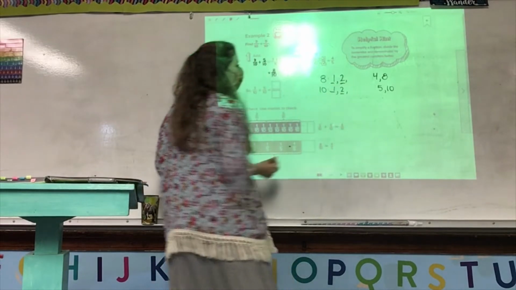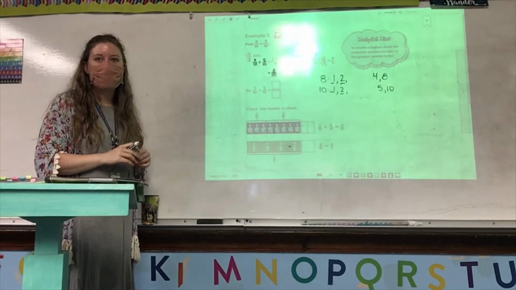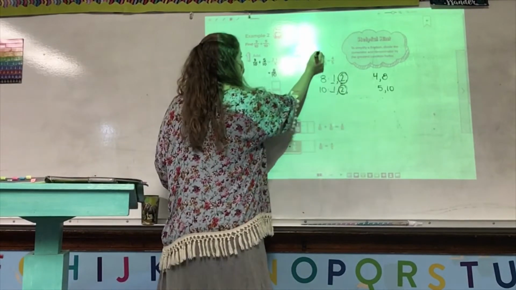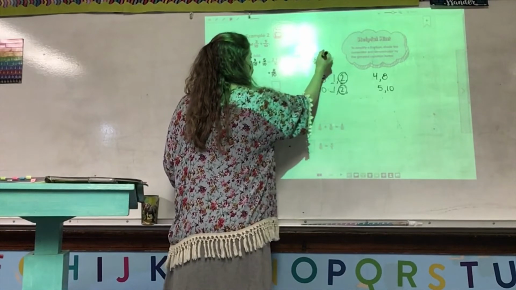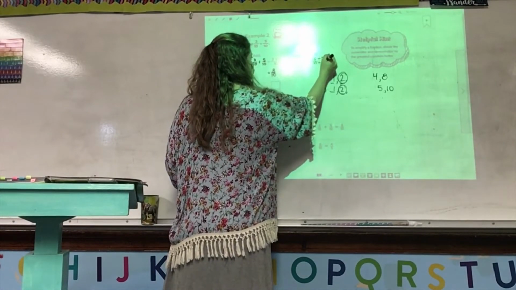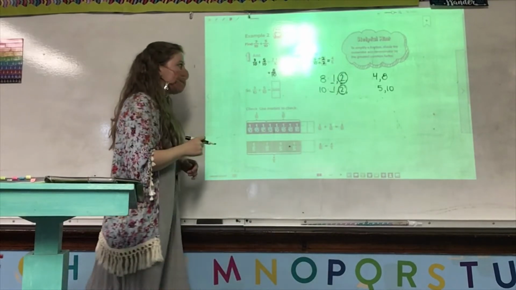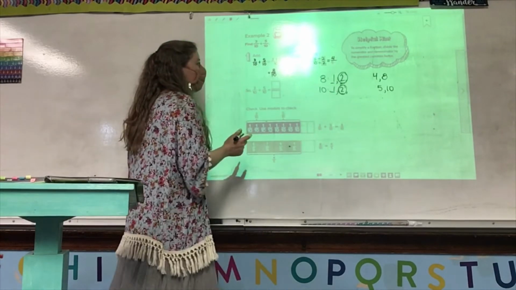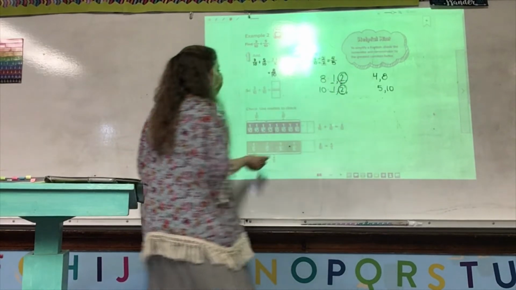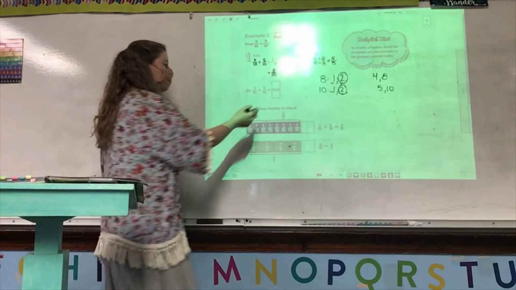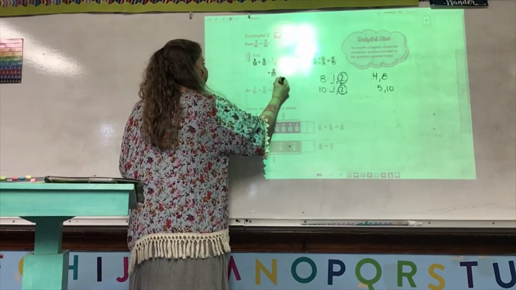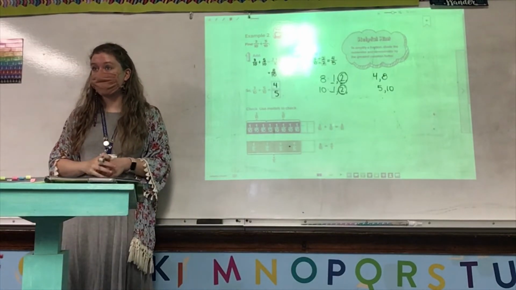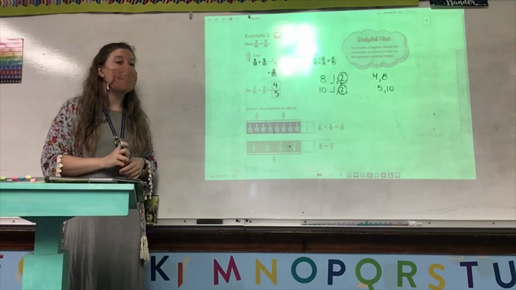So what are the common factors of 8 and 10, class? 1 and 2. What is the greatest common factor of 8 and 10, class? 2. So we're going to take 8/10. We're going to divide the numerator and the denominator, each by 2. Class, 8 divided by 2 is? 4. 10 divided by 2 is? 5. So 3/10 plus 5/10 equals 4/5. Remember, your final answer is in simplest form every single time.